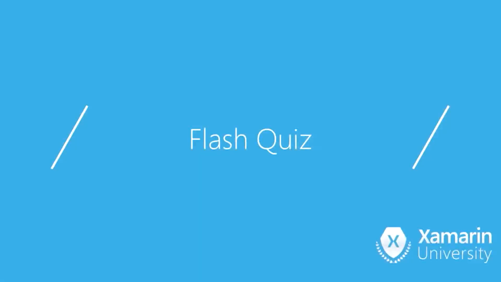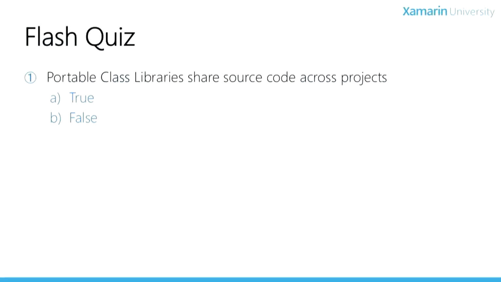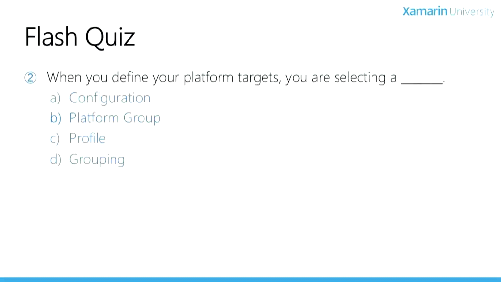It's now time for a final flash quiz. Question 1. Portable class libraries share source code across projects. A, true, or B, false? And the answer is B, false. Question 2. When you define your platform targets, you're selecting A, configuration, B, platform group, C, profile, or D, grouping? And the correct answer is C, profile.